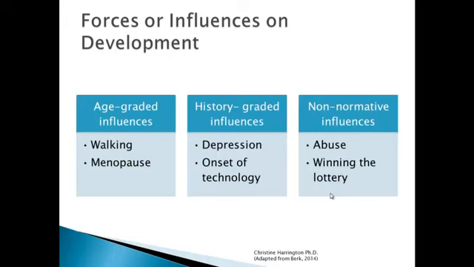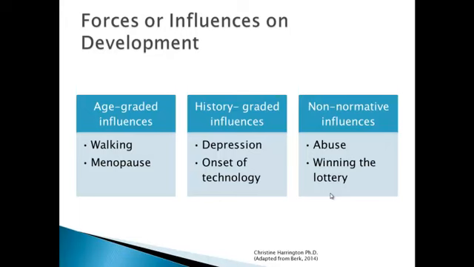There are also history-graded influences, and those are things that happen in the world that can impact development. The Great Depression is an example of that, the onset of technology, even just having access to the internet, and that has really changed significantly the way folks have developed. For instance, take social development and how the internet and social media have really taken off and impacted the way that folks develop.